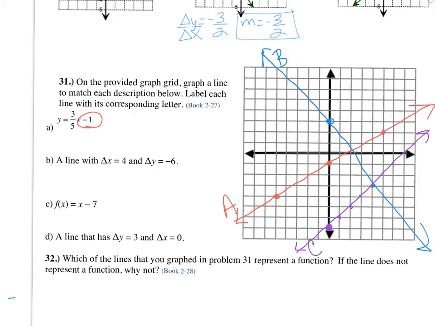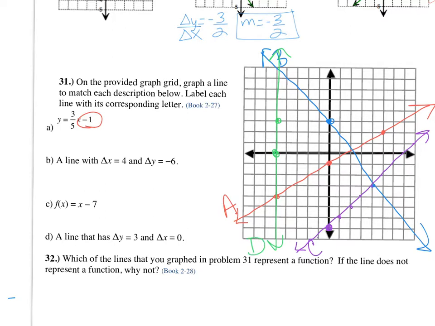Okay, and then part D, we want a line that has a change of y of 3 and a change of x as 0. So I'm going to put a point right here. So we're going to have a change in y of 3, so we're going to go up 3, 1, 2, 3, but we're not going to go over any. So this is going to be a vertical line. So I'm going to make that D.